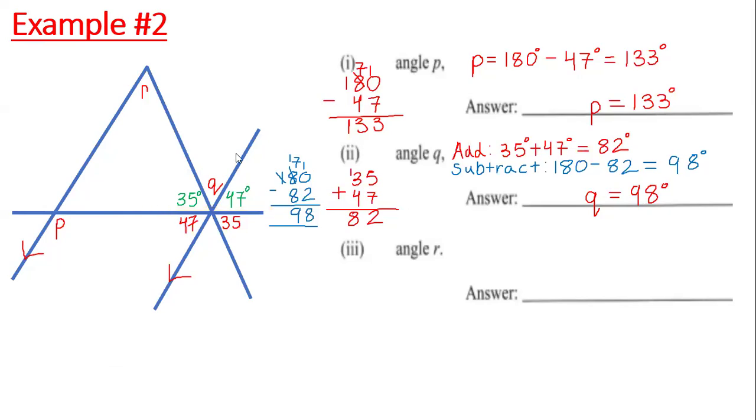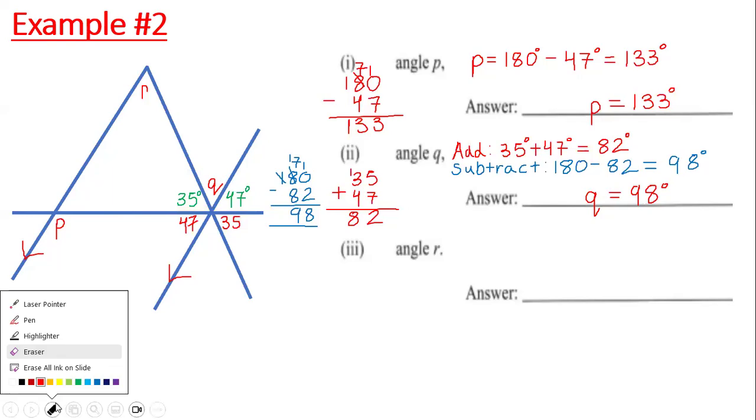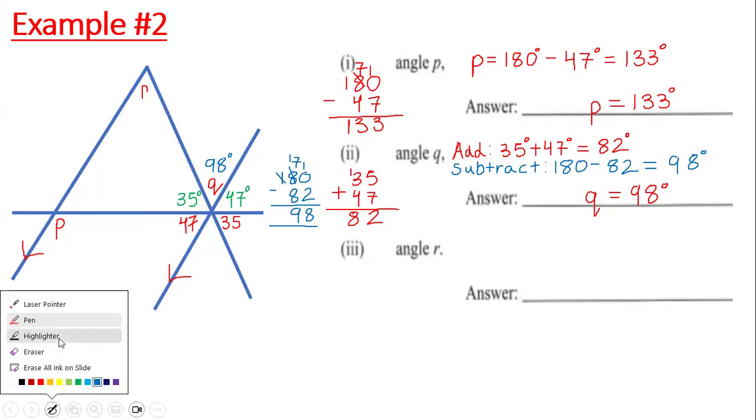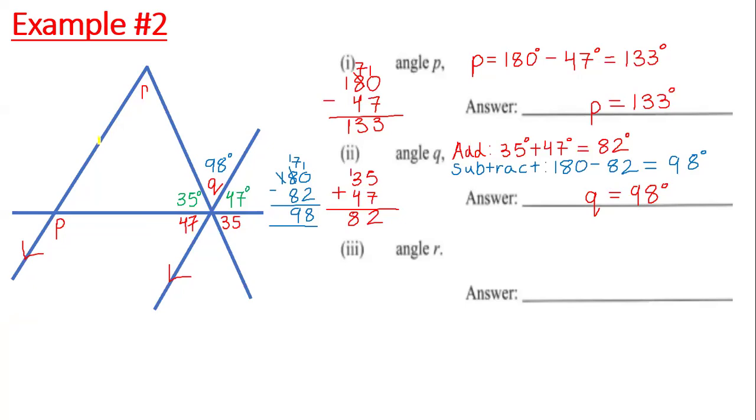Yeah, that most definitely. Someone said they wanted Antoine. Yes, sir. What you got for R? Well, let me just label this. Let me label it. So we know that Q is 98 degrees. All right, so what you got for R? 98. Why? What's the reason? Because Q and R are co-interior.